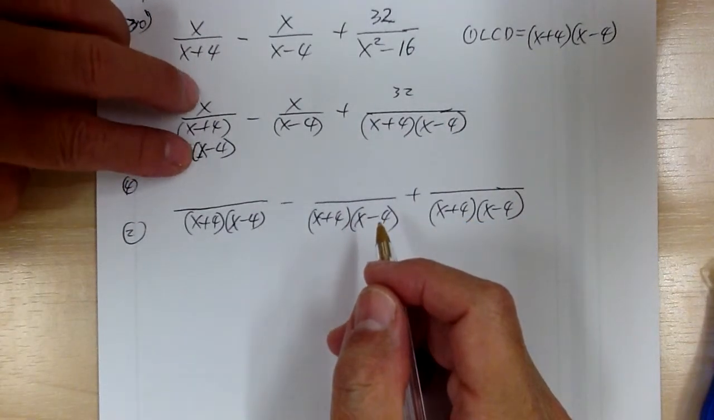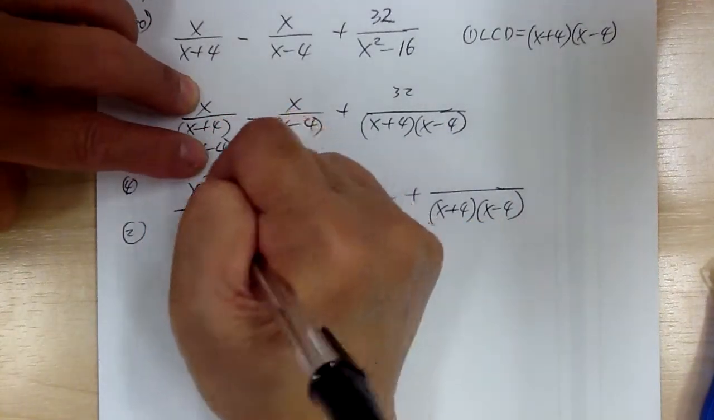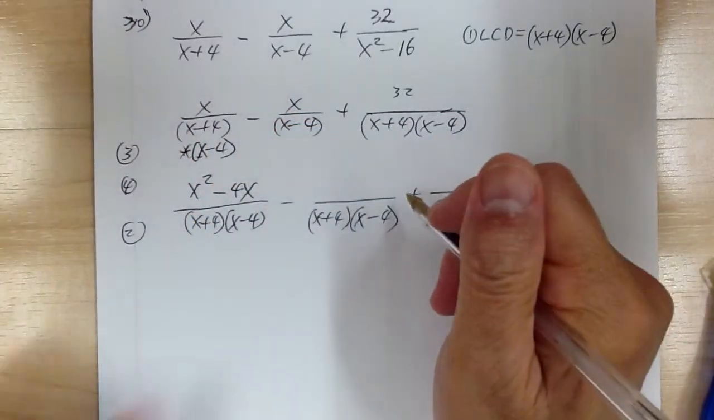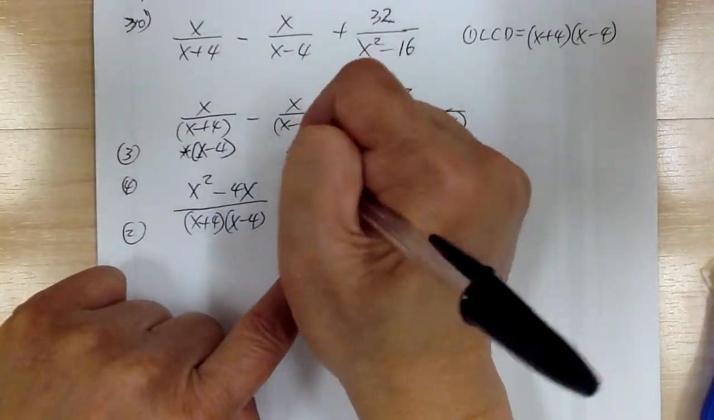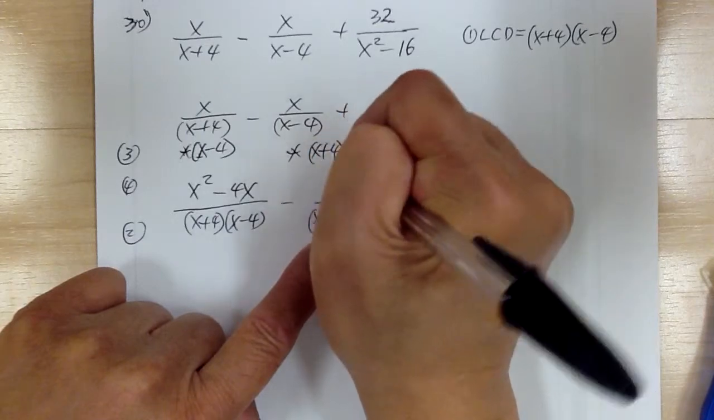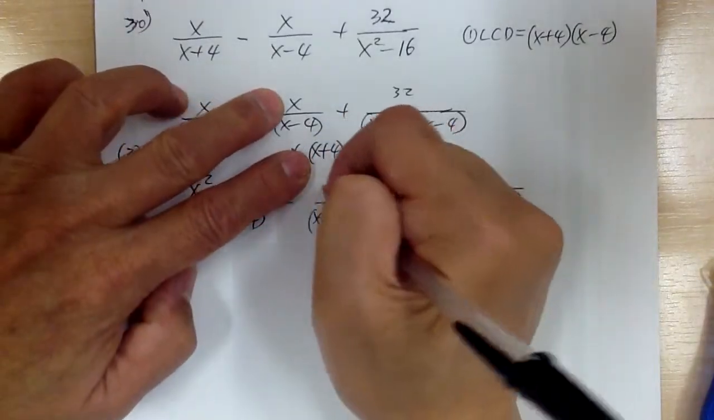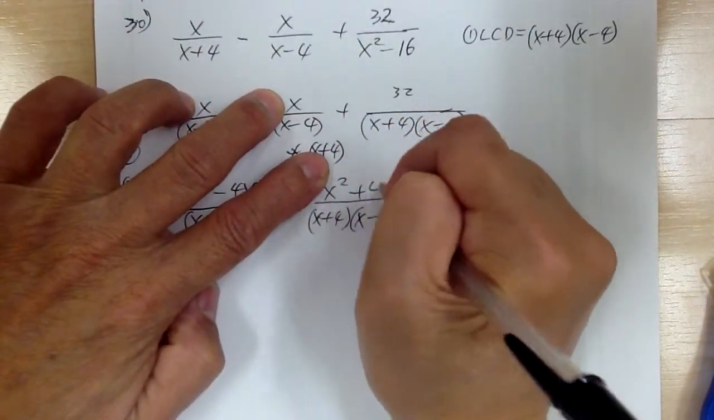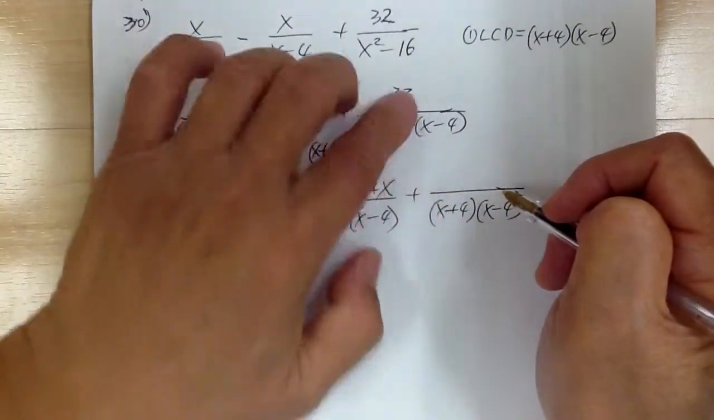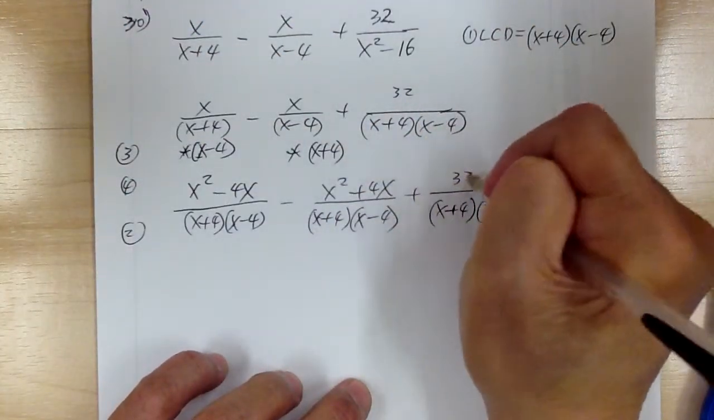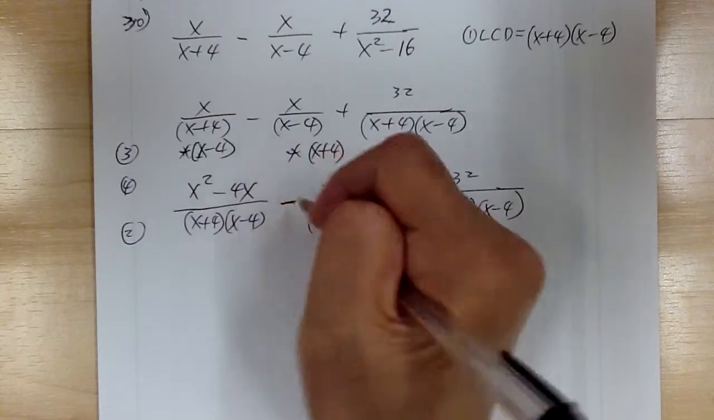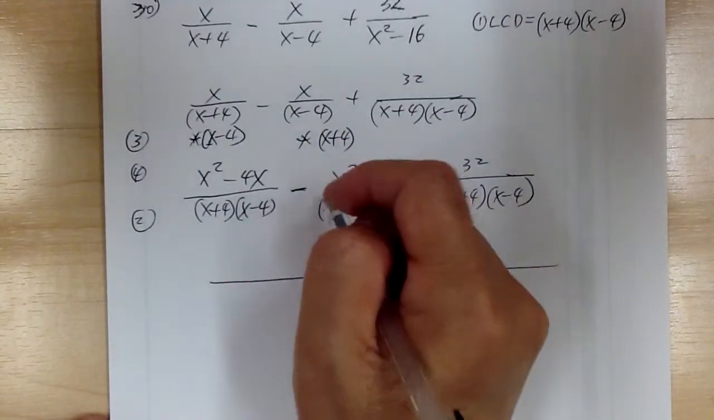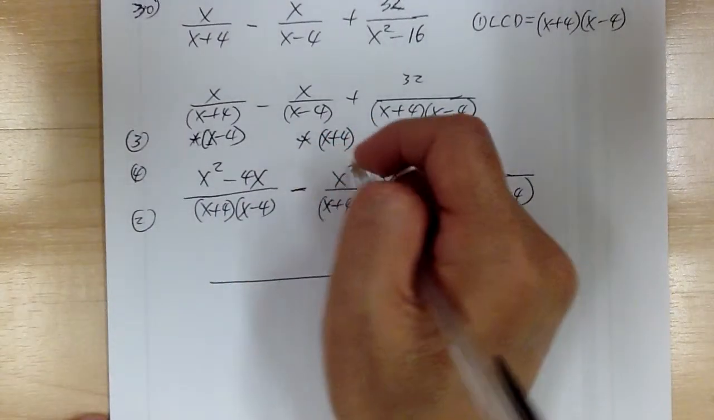Okay, so when you multiply the top, you're going to get x squared minus 4x. Over here, from here to here, you're missing the x plus 4. So when you multiply, you're going to get x squared plus 4x. Over here, you're not missing anything, so you just leave it alone. Now, because of the subtraction, you want to go and watch the subtraction. You got to be very careful with it.